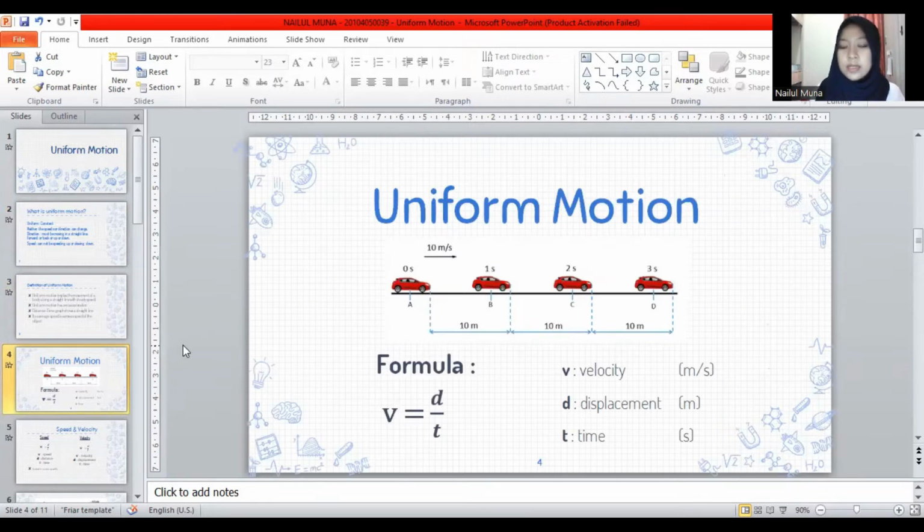Here, the illustration of uniform motion, you can see that in PowerPoint. The formula of the uniform motion is V equals to D divided by T. V means velocity, and the unit is meter per second, and D means displacement, and the unit is meter, and T or time, the unit is second.